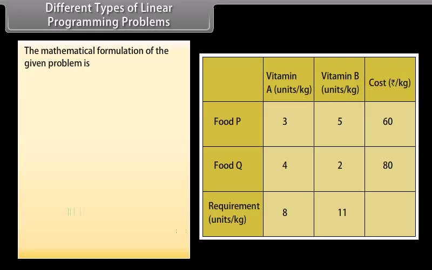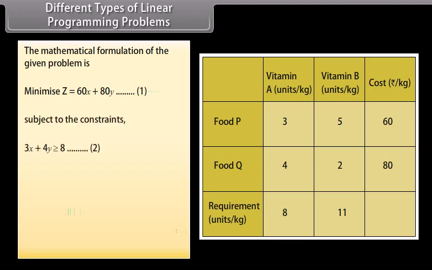The mathematical formulation of the given problem is: minimize Z = 60x + 80y. Mark it as equation 1. Subject to the constraints 3x + 4y ≥ 8, mark it as equation 2, 5x + 2y ≥ 11, mark it as equation 3, and x, y ≥ 0, mark it as equation 4.